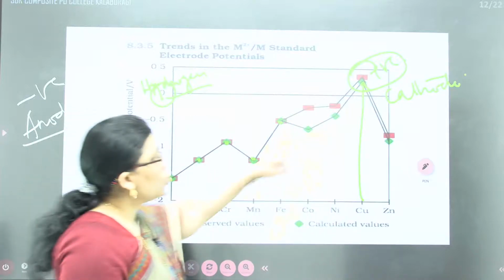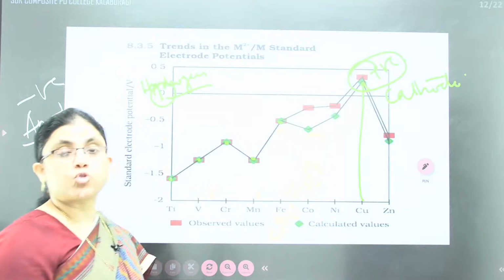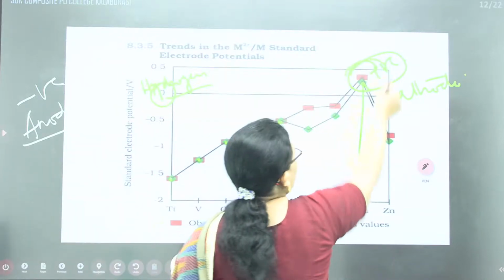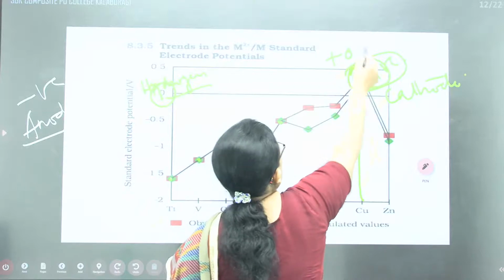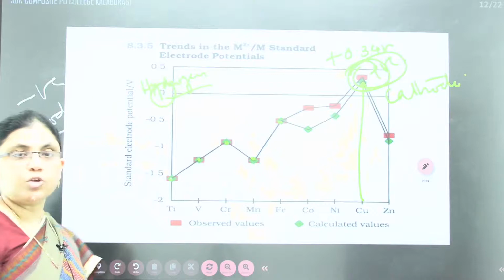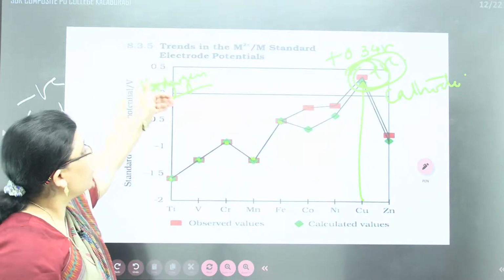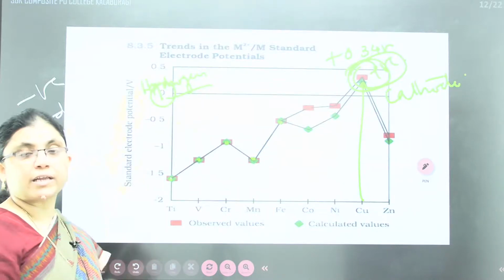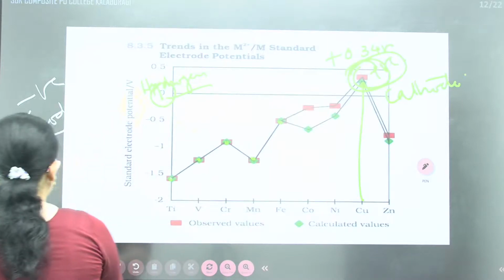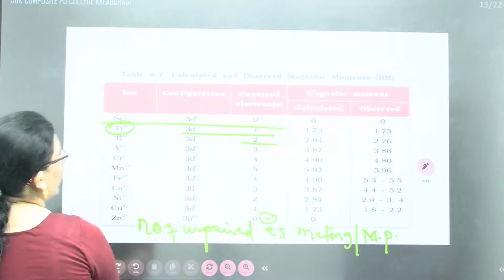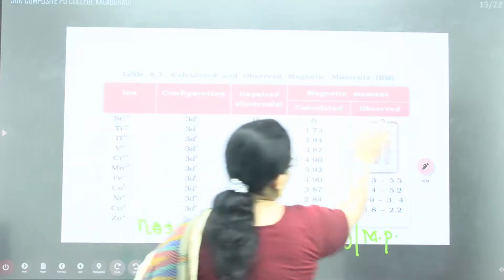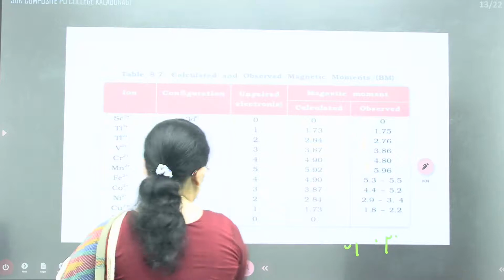They can show two oxidation states, so they are going to show two SRP values. And further, copper is showing plus 0.34 volt. Hydrogen is 0. And plus 0.34, beyond the 0, we are going to take it as positive. That's why whenever you are going to decide with respect to electrode potential, we take it as positive.